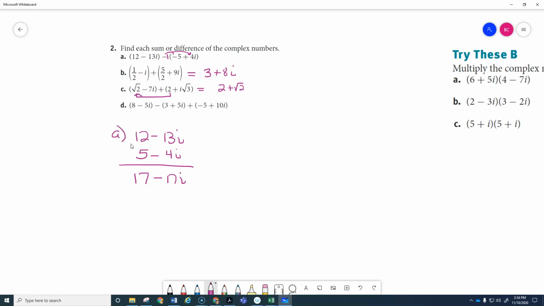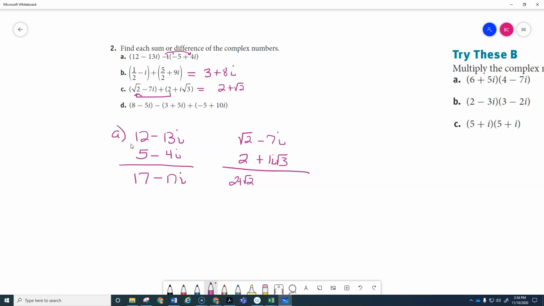let's see, how am I going to write this? Let me do it like this. The square root of 2 minus 7i and 2 plus i cube roots of 3. So these two added together are 2 plus the square root of 2. And then these two added together, this is a 1. It's not really a 1 though because it's the square root of 3.